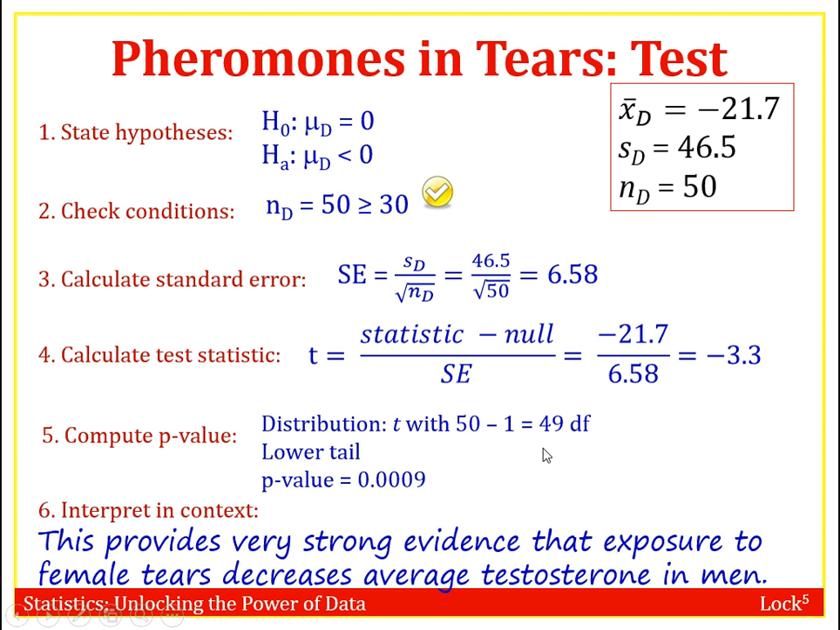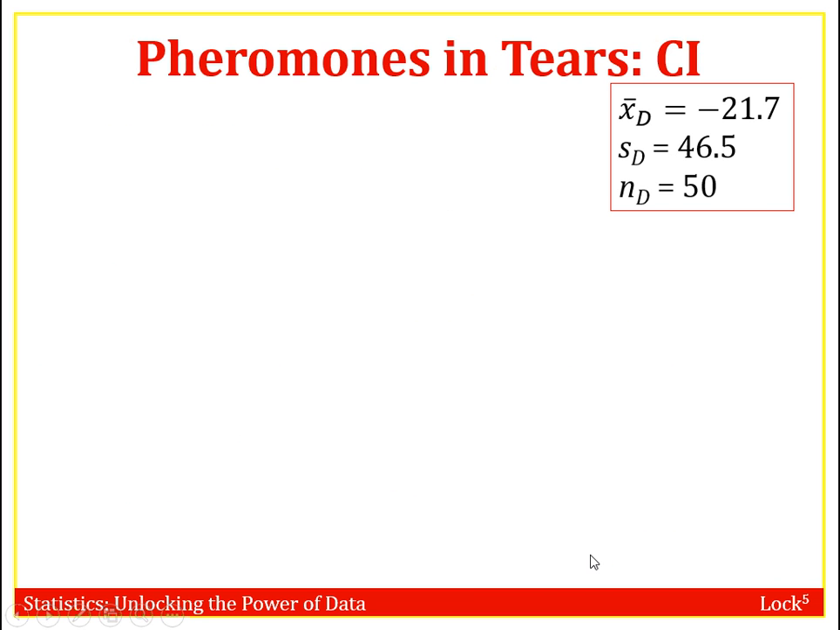It means we have very strong evidence because our p-value is less than our normal alpha or significance level. So we have very strong evidence that the exposure to female tears decreases the average testosterone in men. But the question is, how much does it decrease it by? And that's where the confidence interval comes into play.